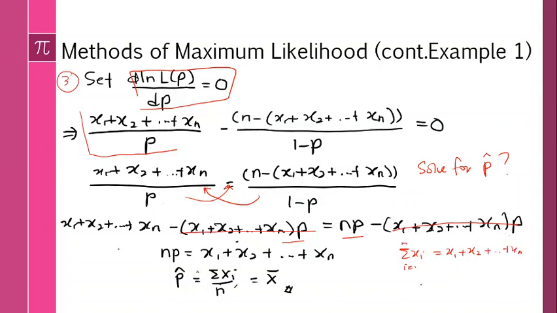Next, rearrange for p. So p hat is equal to the summation of xi from 1 until n over n, and this is equal to x bar. So this is the moment estimator for the probability of success.